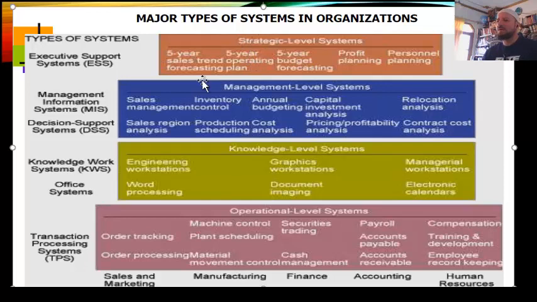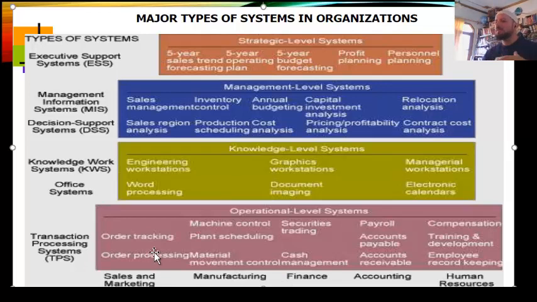Now you see the levels. This is the top level of the pyramid, the strategic level system, where I take the strategic decisions. Then the management level system, where the middle managers come in. Then the knowledge level system, which is between the middle level and the low level. And then there is the operational level, where we find the transaction processing system. Then there are the departments: sales and marketing, manufacturing, finance, accounting, human resources.